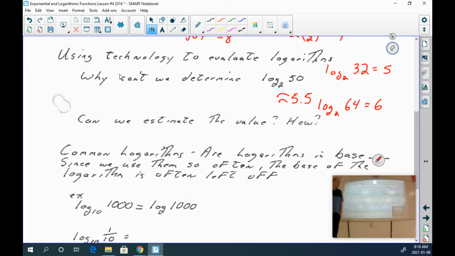it's not great. I said 5.5, but I got 5.64. So my estimation could be better. I probably should have put 5.6. So that's how I would estimate it.